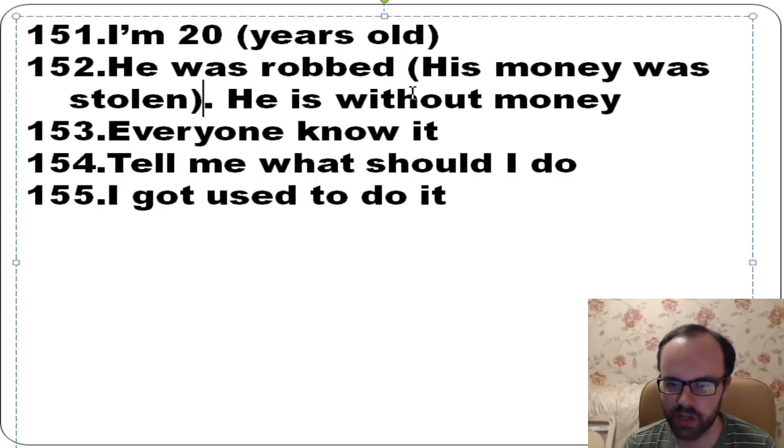"He's without money. Everyone know it." We talked about it: everyone means he, she, it, so we add s. Everyone knows about it.